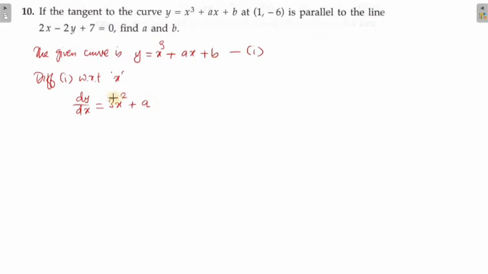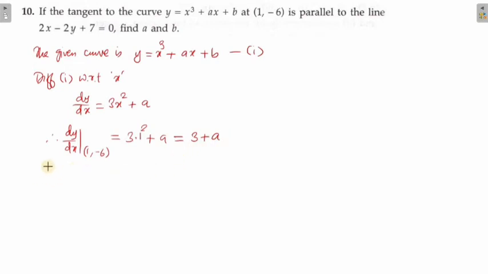Okay, now we need to find the slope of the tangent at this point, isn't it? So therefore we have dy by dx at the given point. The given point is 1 comma minus 6. So the value of x is 1, y is minus 6. We don't have y here, so we'll substitute the value of only x. So it is 3 into 1 square plus a. So this turns out to be how much? It turns out to be 3 plus a. So this is the slope of the tangent.